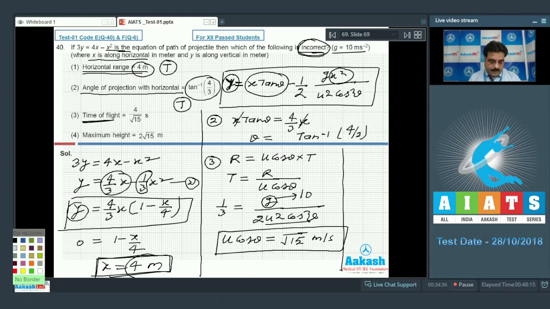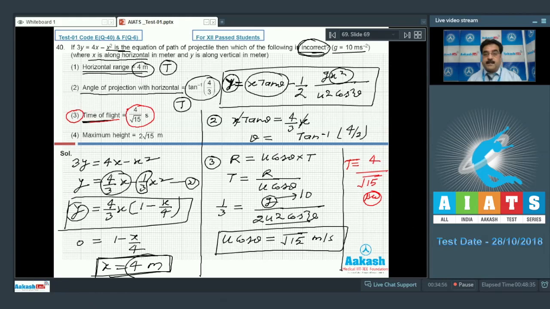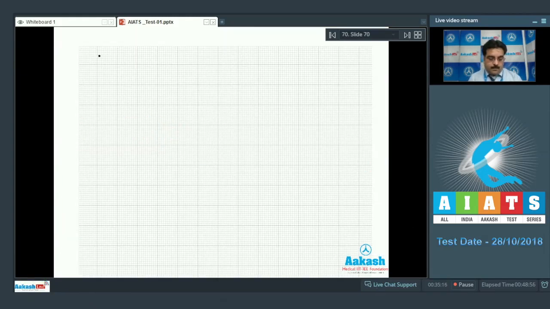When you place the value of u cos theta, you will get t equal to, because range is 4 and the value of u cos theta is root 15, in terms of second. So if I read my option number 3, time of flight is 4 upon root 15 second. So this is also true. अब मैं कह सकता हूं कि option 4 ही right choice होगा. But ऐसे कैसे बोलूं? So now I am going to solve option number 4. We'll see in the next board. Now I am going to solve option number 4.